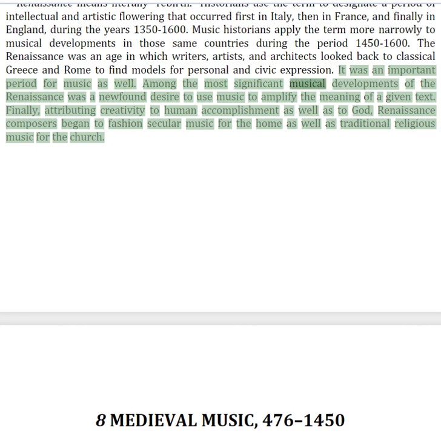Among the most significant musical developments of the Renaissance was a newfound desire to use music to amplify the meaning of a given text. Finally, attributing creativity to human accomplishment as well as to God, Renaissance composers began to fashion secular music for the home as well as traditional religious music for the church.